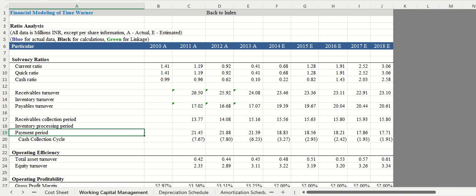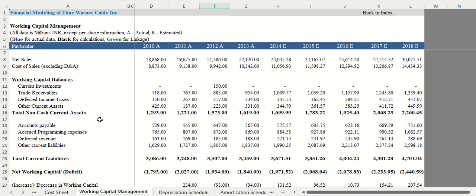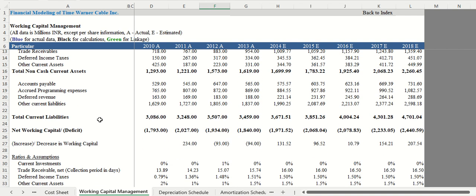Let's say it's a working capital management schedule. As we know, working capital is simply assets minus liabilities, current assets minus current liabilities. So these are the working capital balances. Current investments are also there on the asset side. These are the current assets: trade receivables, deferred income tax assets, and other current assets. Then we have the current liabilities: accounts payable, accrued programming expense, deferred revenue, and other current liabilities. And then we have the net working capital, which is current assets minus current liabilities, for the particular company.